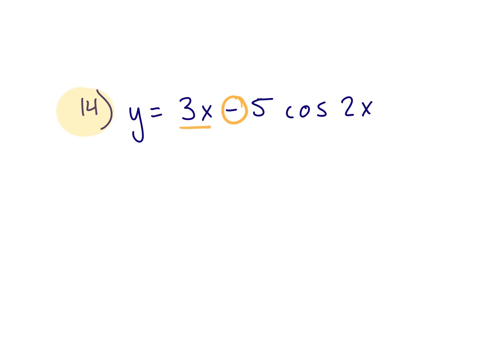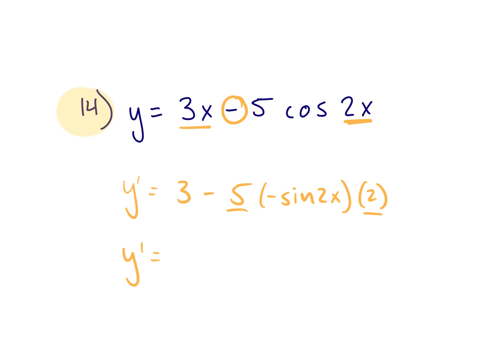So what's the derivative of 3x? 3, perfect. Minus the derivative of 5 cosine 2x would be 5 times the derivative of cosine, which would be negative sine, yep. So negative sine of 2x times the derivative of what we're taking the cosine of. So what's the derivative of 2x? 2. So then we can just multiply our coefficients that we have here. So this would be 3 minus, actually this would be plus because we have 2 negatives. So plus 10 sine of 2x.